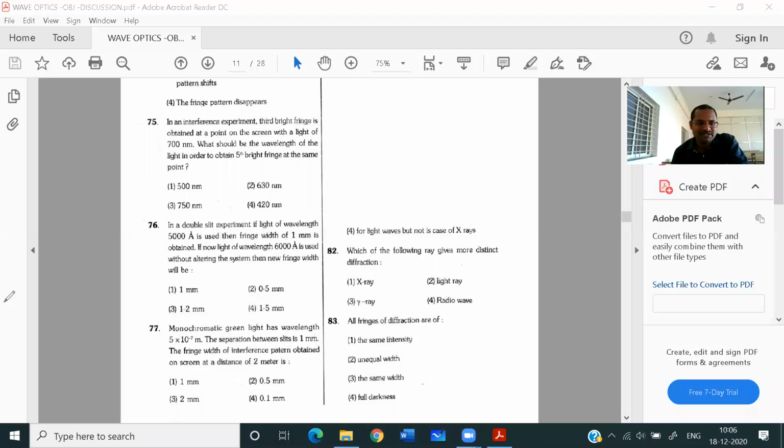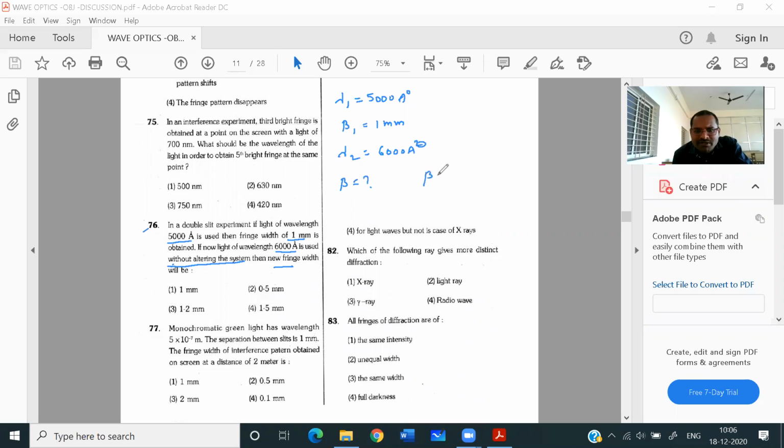So 75 is over. Next 76. They are given that in double slit experiment, if light of wavelength 5000 angstrom is used, then fringe width of 1 millimeter is obtained. If now light of wavelength 6000 angstrom is used, without altering the system, what is the new fringe width? So lambda 1 is 5000 angstrom, first fringe width is 1 mm. Now lambda 2 wavelength is changed to 6000 angstrom.